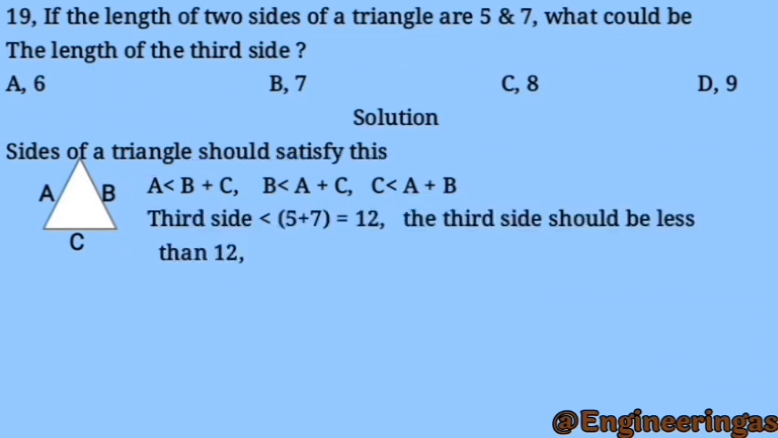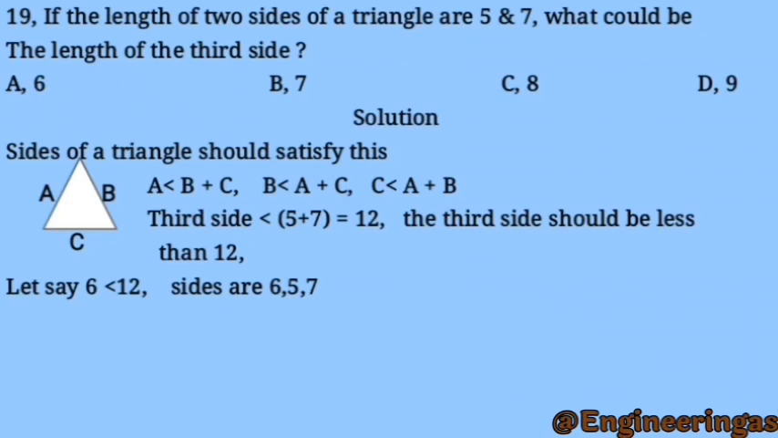So the third side is less than 5 plus 7, which is 12. So it should be less than 12. The third side of this triangle should be less than 12. So let us say the third side will be 6, which is less than 12.